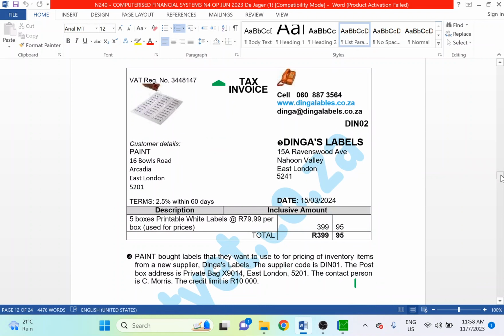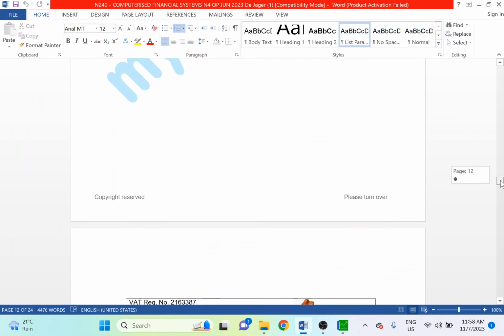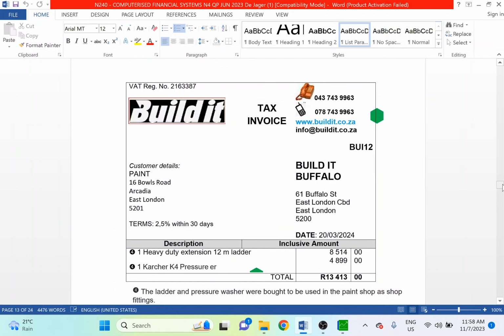Now, number three, we have Dinga labels. We're buying 5 boxes of printable white labels. This is a non-stock invoice, number two. And then we also have Build It. From Build It, we were buying one heavy duty extension and catcher K for pressure. The ladder and pressure washer were bought to be used in paint shop. So these are not stocks. This is not our stock, so this is a non-stock number three.